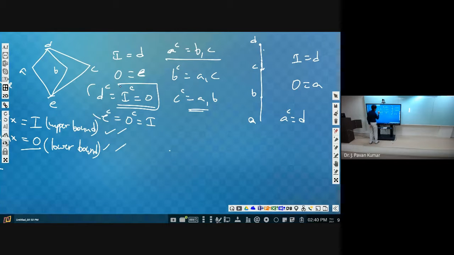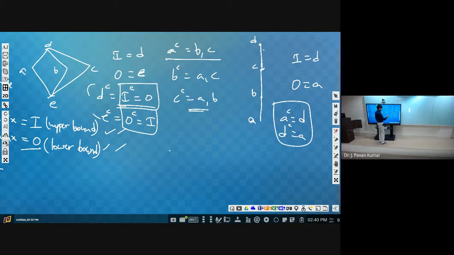This is true for every lattice. Like upper bound complement will be lower bound, and lower bound complement will be upper bound. So A is the lower bound, so automatically A complement will be the upper bound, that is D. Similarly, D complement will be A. This we can say directly.